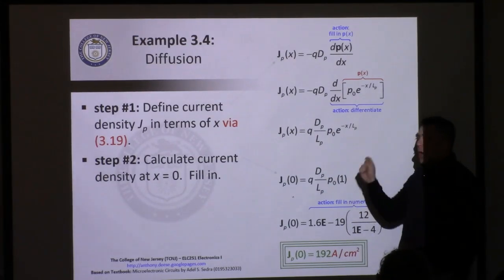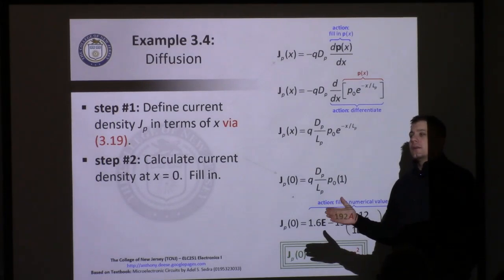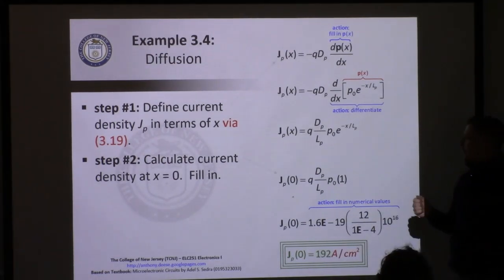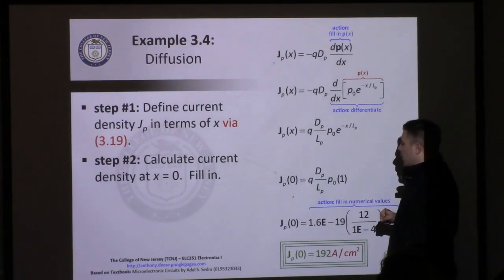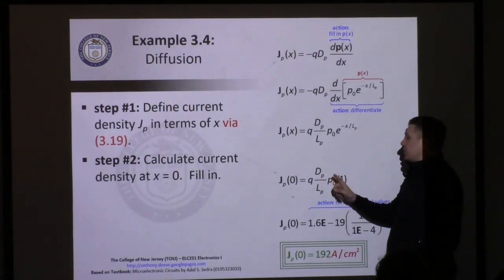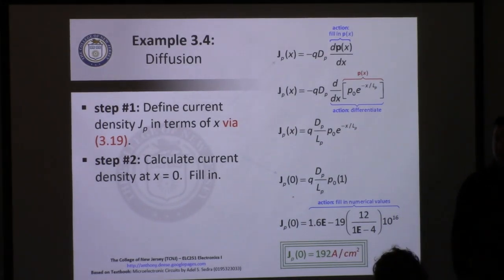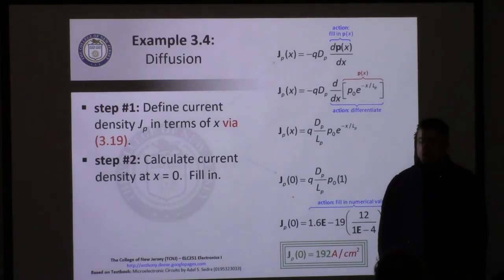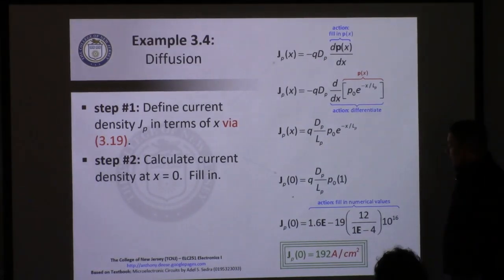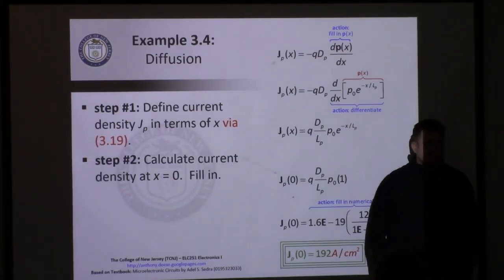It asked us, what is the diffusion current all the way at the left-hand side when x is equal to 0? So we plug in a 0 here, which gets rid of that piece, leaves us with a 1, and so we're left with Q Dp over Lp, p sub 0. We have all those values. Those values were given to us in the problem definition. So we plug in our values, and we end up with 192 amps per centimeter squared.